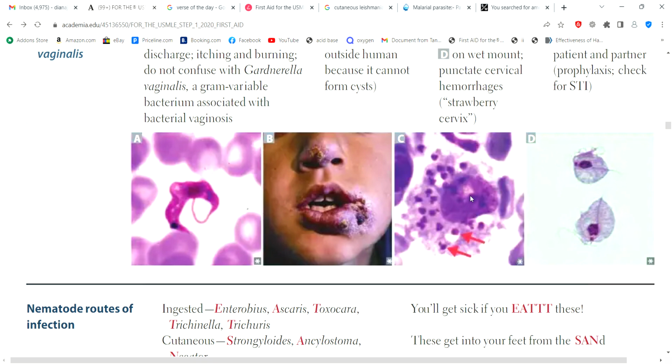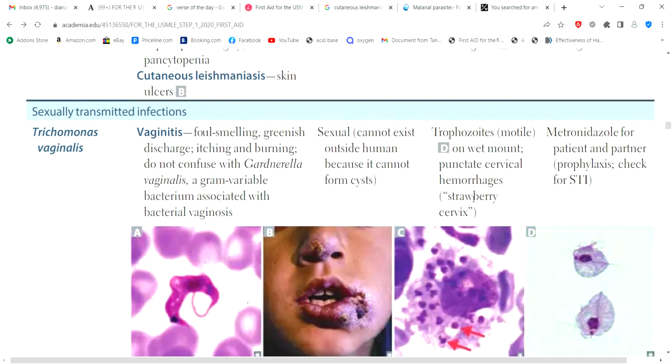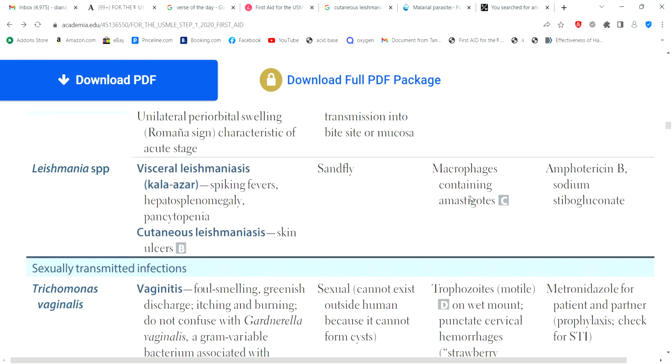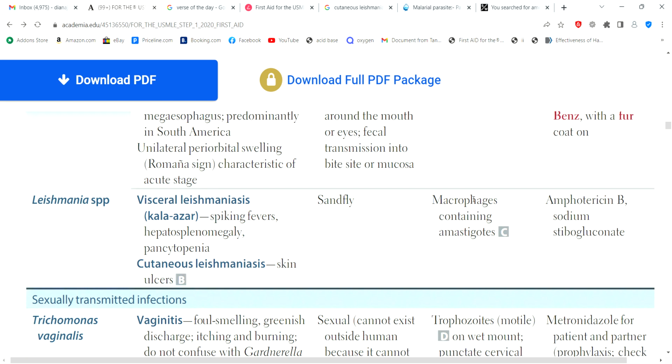Your treatment is with amphotericin B and sodium stibogluconate. So visceral leishmaniasis, you treat with amphotericin B. Remember, amphotericin B is what you give for the worst of the worst cases. So visceral leishmaniasis, kala-azar, black fever, you give amphotericin B, and then cutaneous leishmaniasis you treat with stibogluconate.